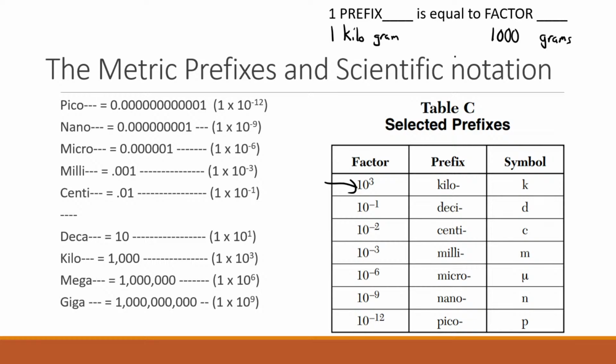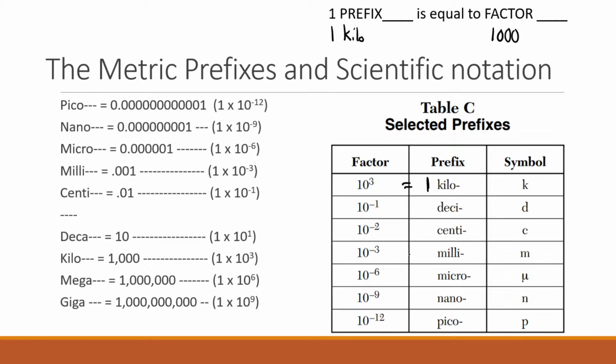Right, so 1 kilogram is equal to 1,000 grams. And I can take whatever unit I want and put it into that blank spot. Grams, liters, meters, joules, lumens. It doesn't matter what I choose to put in there. This is always true. 1 kilo is equal to the factor. So one prefix is equal to this number.